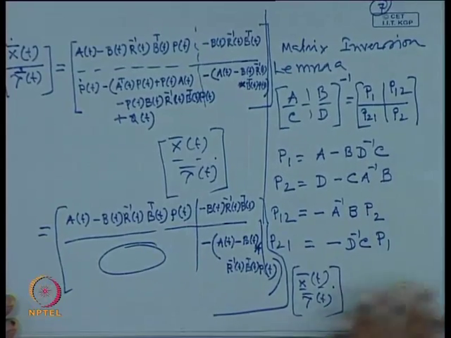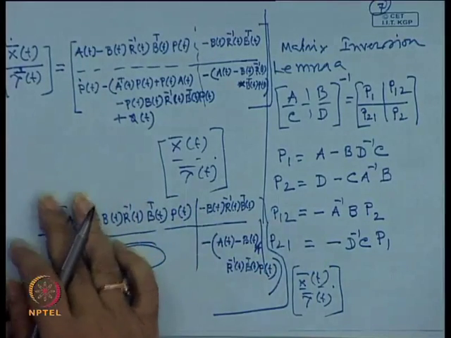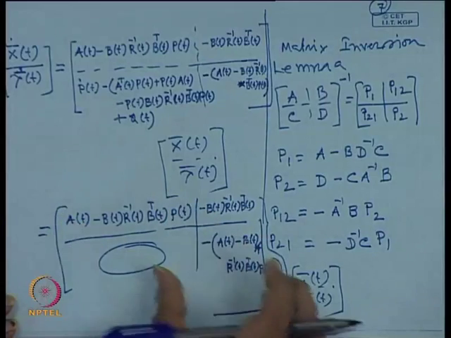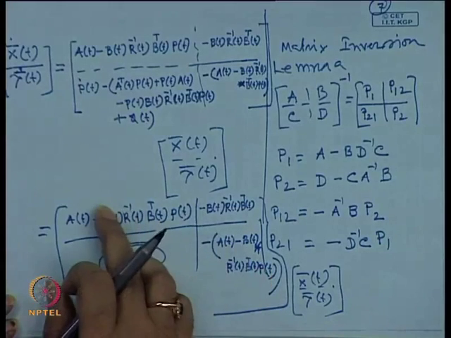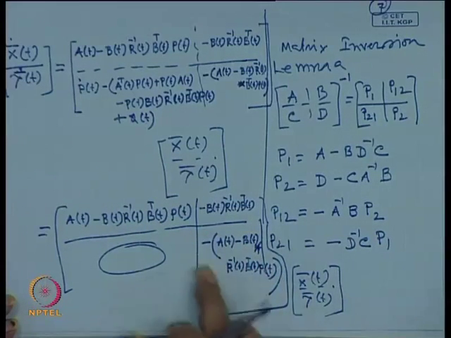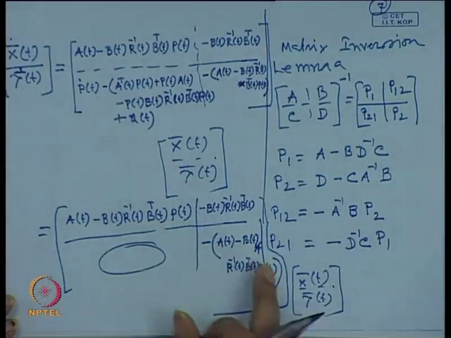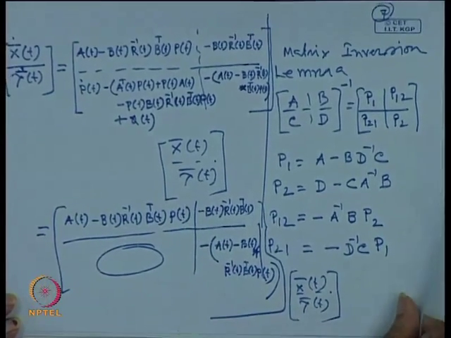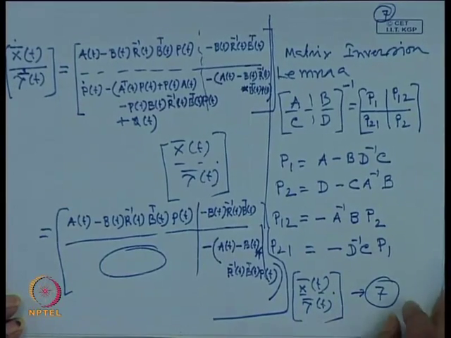So, we can conclude that the eigenvalues of the total state and co-state vector are nothing but the union of the eigenvalues of this block and of that block. And these eigenvalues are the same, the only difference is that the eigenvalues of this one are preceded with a minus sign, meaning the opposite sign of those eigenvalues will be here. So, let us call this equation number 7.